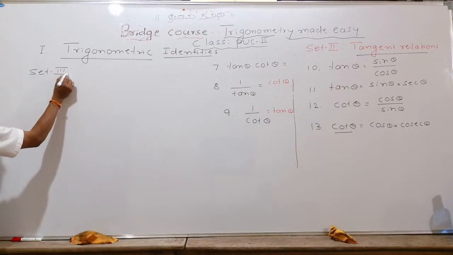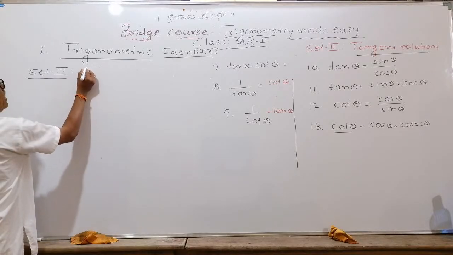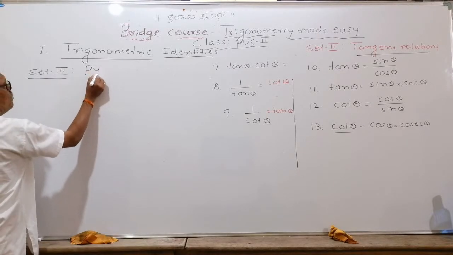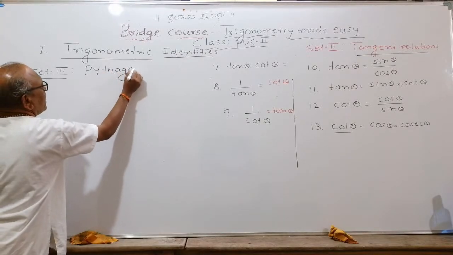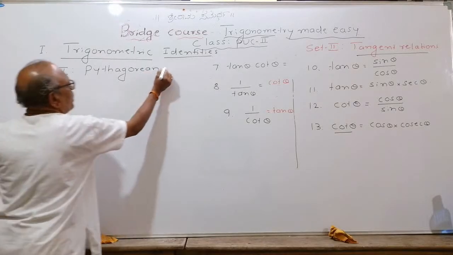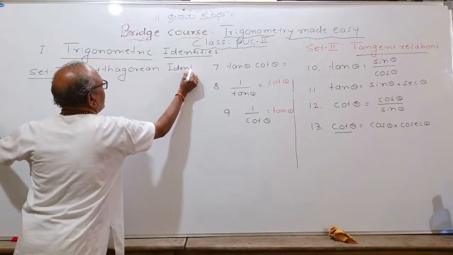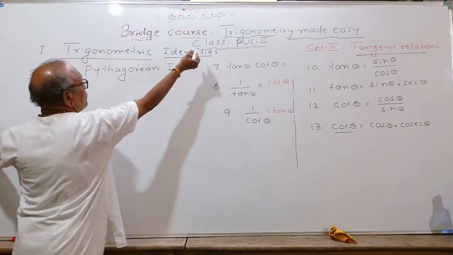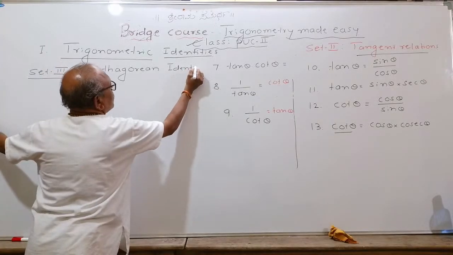Today we will write, in the next 10 minutes, set 3. That is Pythagorean identities. I particularly call them Pythagorean identities because they are proved in the first PU by using the Pythagorean theorem. I will not go into detailed derivation because you are PUC2 and you already studied it in PUC1. I am just refreshing you.